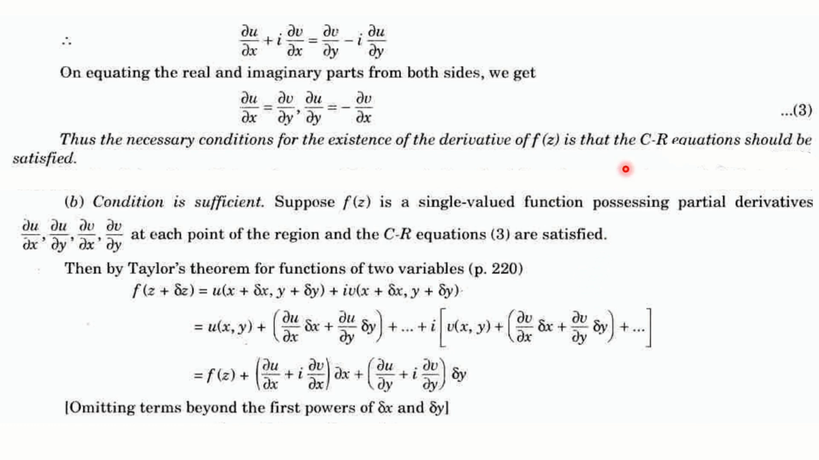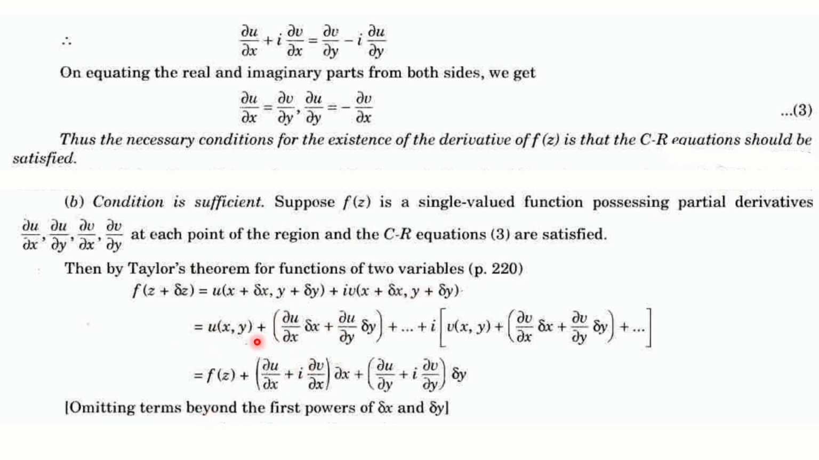I'm assuming this. So if I assume that the partial derivatives exist and the equations are satisfied, now I can expand the given function using Taylor's theorem, right? So we would be expanding this function using Taylor's theorem, and I would be expanding the function f of z plus delta z. You could also see that while expanding the function, I've used Taylor's theorem for two variables.